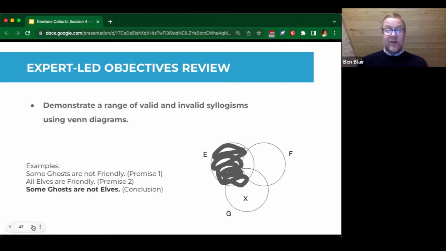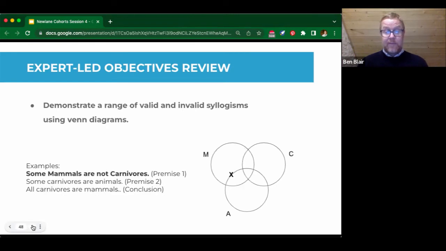And now I look at it, and let's see if I can arrive at the conclusion. Some ghosts are not elves. Yes, there is an X in the ghost circle that does not intersect with the elf circle. Okay, let's look at another example.